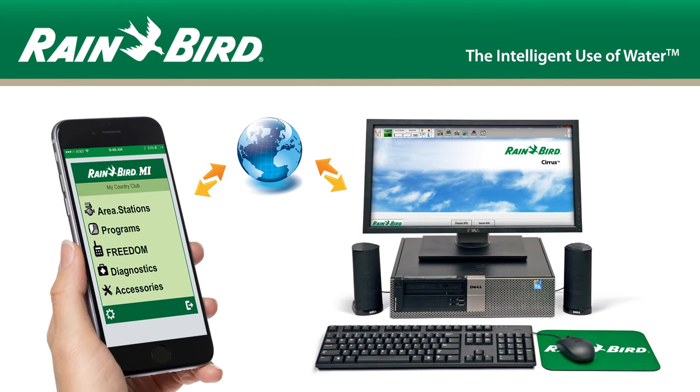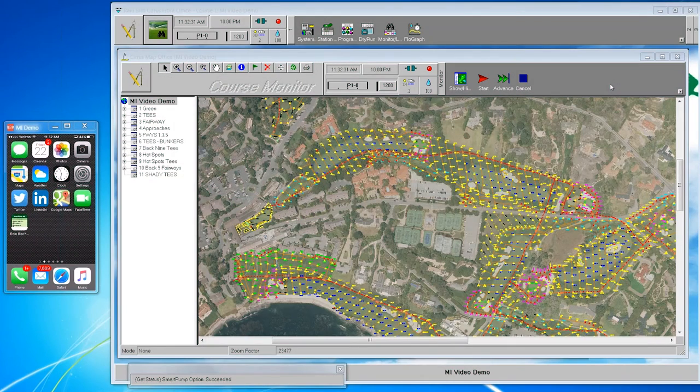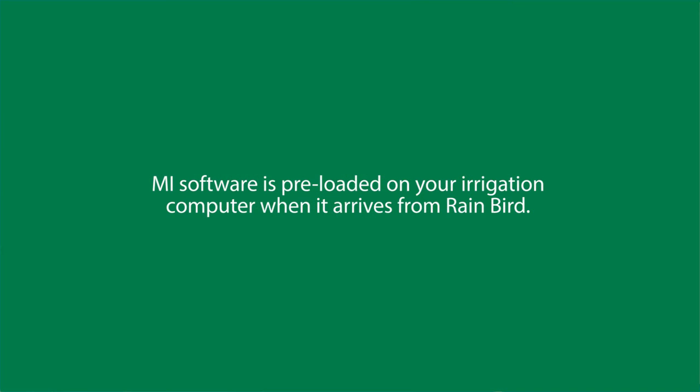This video highlights the features and benefits of the Rainbird MI software, which runs on all Rainbird Golf Central control systems. In this demonstration, we're using Cirrus, but MI works the same with Nimbus 2, Stratus 2, and Stratus LT.